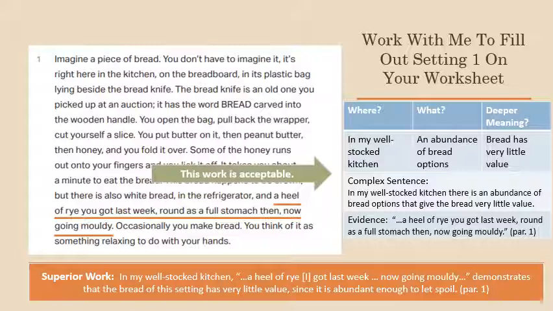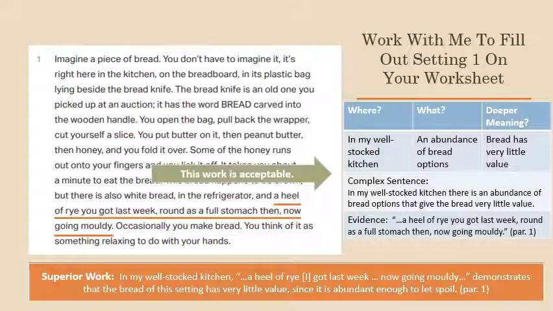So I've still got the where there at the beginning, in my well-stocked kitchen, but then I've taken even a smaller part of the evidence because I've only chosen a part of the evidence that really supports what I'm going to say about it. A heel of rye I got last week, now going moldy. And that's describing the thing that I'm talking about, right? But it's quoted directly from the paragraph. I've cut out the round and full as a stomach then because I saw it as a little bit too much information. You don't have to cut that out, but it just makes the sentence a little bit more concise, and I don't think it's that necessary.